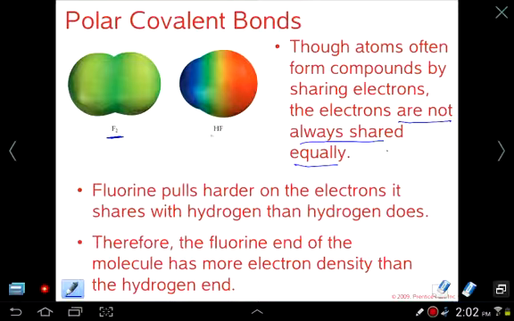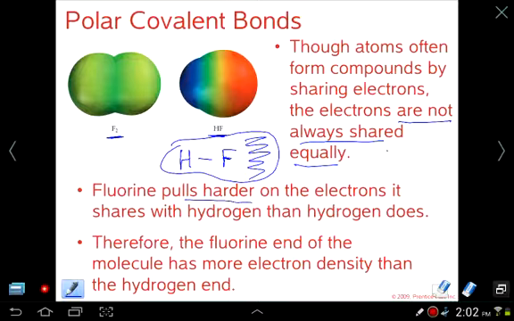With hydrogen and fluorine, for example, if you have a hydrogen atom and a fluorine atom, the electron density gets pulled more toward the fluorine. And this is due to the fact that fluorine has a higher affinity for electrons. So fluorine pulls harder on the electrons it shares with hydrogen. And so the electron density will be mostly on the fluorine end and not on the hydrogen end. In fact, here we use red to show a higher electron density, a lot more electron density, and blue we show low electron density is the idea.